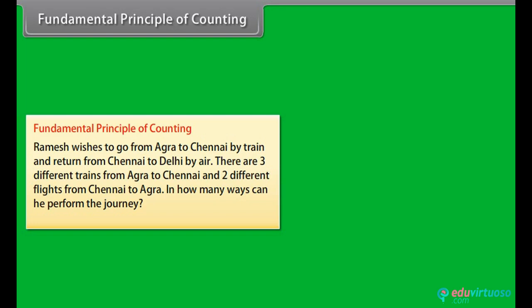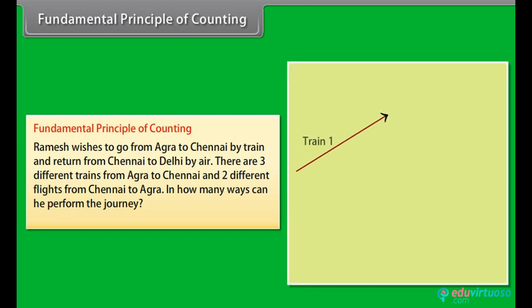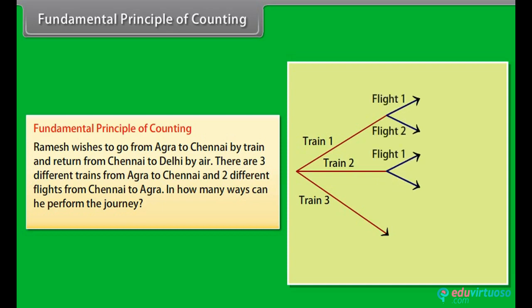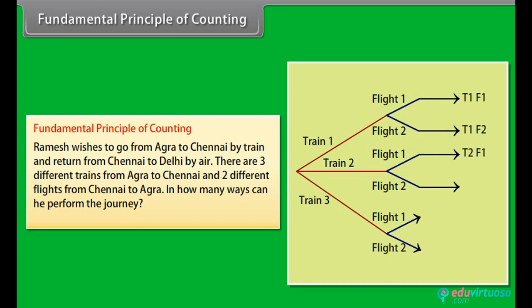Solution: since he can choose any one of the 3 trains for going to Chennai, and for each such choice he has 2 choices for returning to Agra, he can perform the journey in 3 into 2 ways, that is, 6 ways. The fundamental principle of counting is stated below.